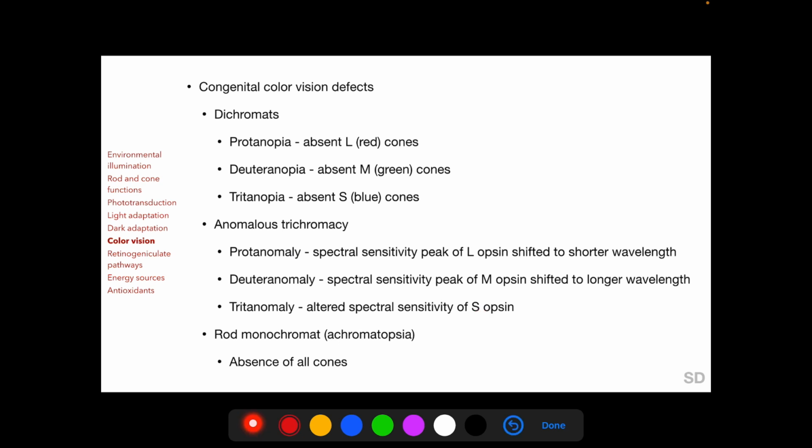We can remember this with a mnemonic, PDT-RGB. RGB standing for red, green and blue, and PDT standing for protanopia, deuteranopia and tritanopia.